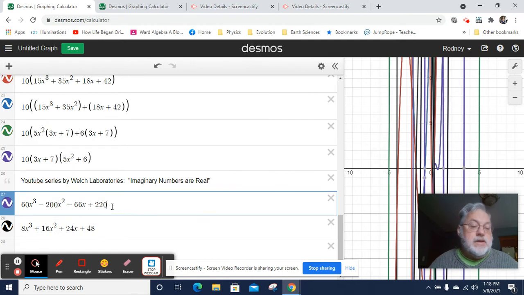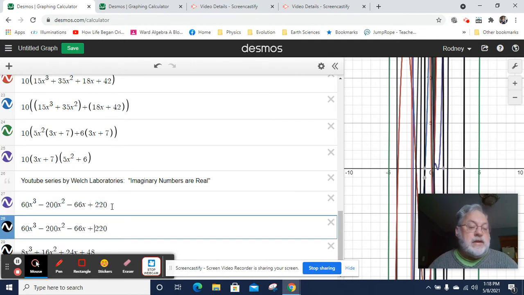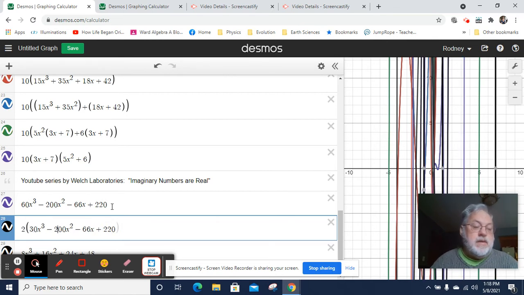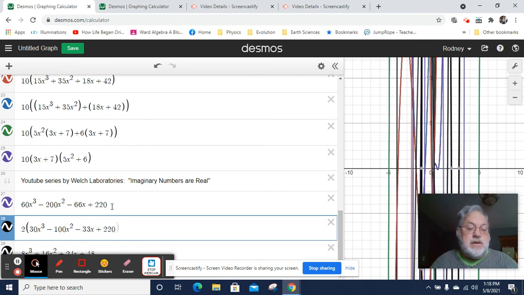Okay, let's do this one. Now we're going to first find any common factors and clean those out. And I look through here. Everything is even. That's one thing that's very clear to me. So I can pull a 2 out of the whole thing. So that would become a 30. That would become a 100. That would become a 33, -33, and that becomes a 110.